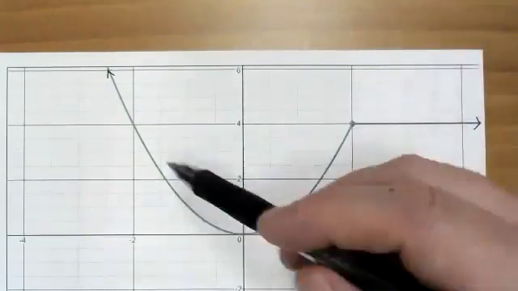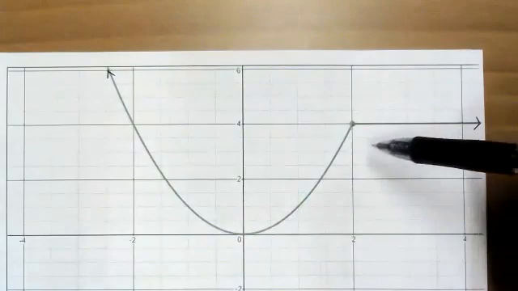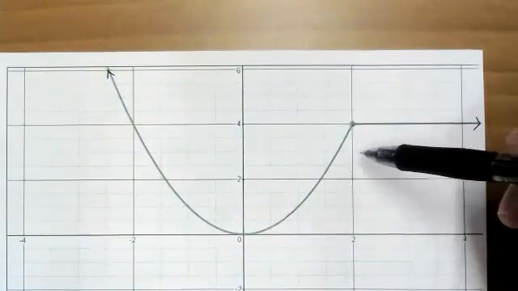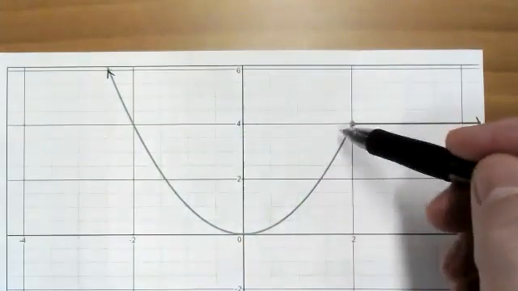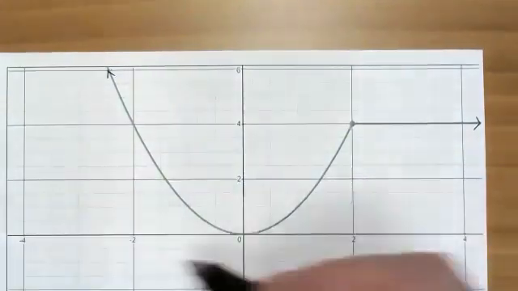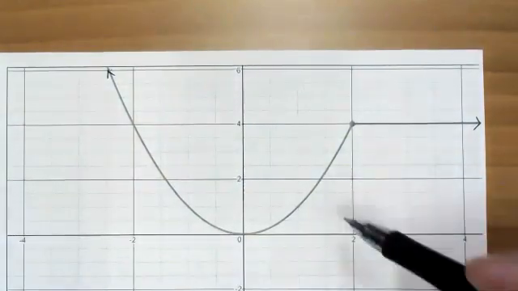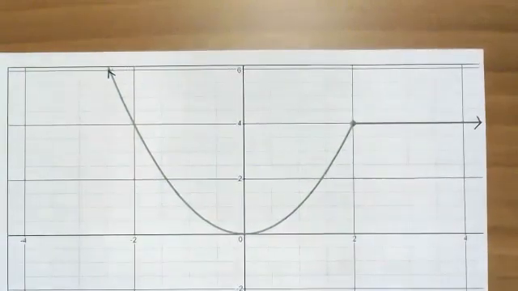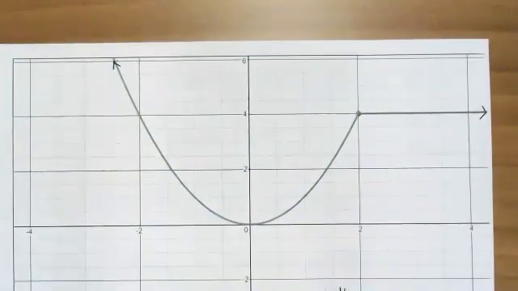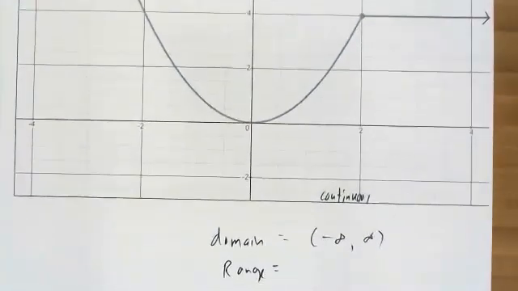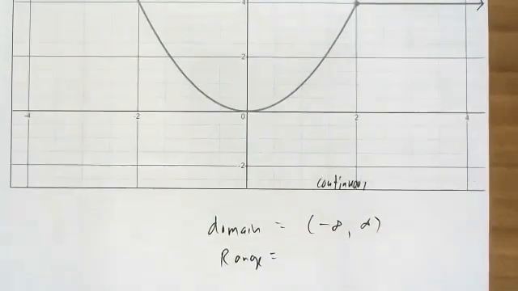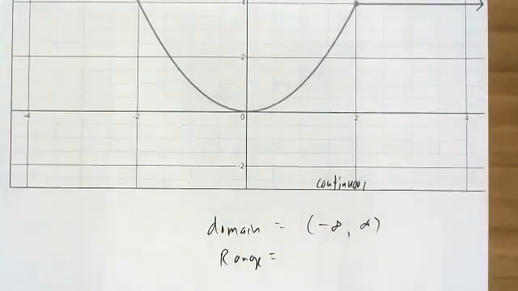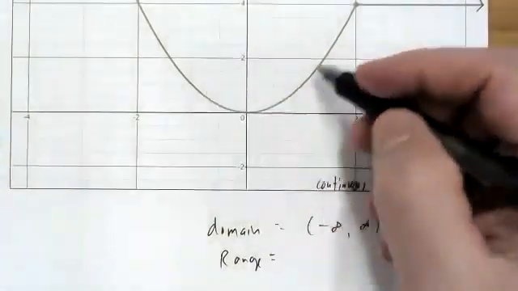Well, this is a continuous function. There are no breaks or gaps. When I think about the domain, no matter where I go on this x-axis, the function is going to be there someplace. So the domain is negative infinity to infinity. Now the range is a little bit different. Range is up and down. So how far down does this graph go?